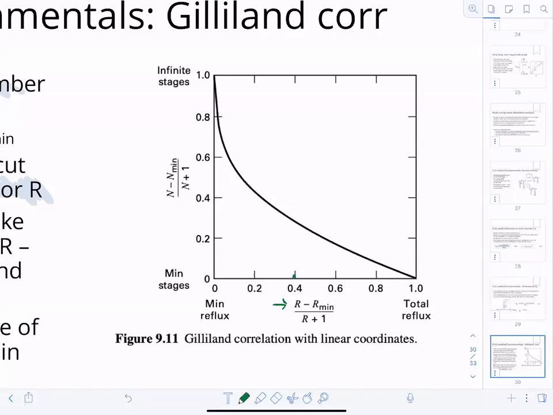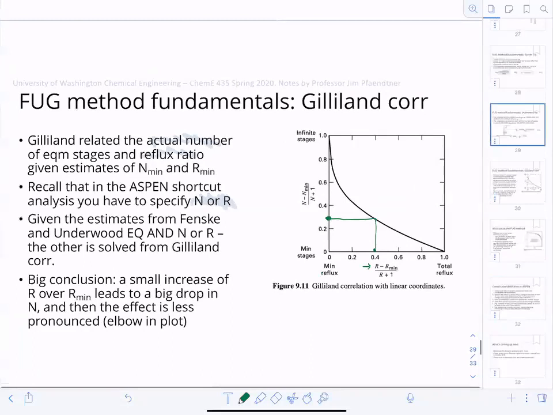Let's say it was right here, a 0.4. You would then use this Gilliland correlation to get this value here of N, or of the Y coordinate, which is N minus Nmin over N plus 1. And then you can back out the value of N. And you can do that in either direction, going from the y-axis to the x-axis or vice versa.